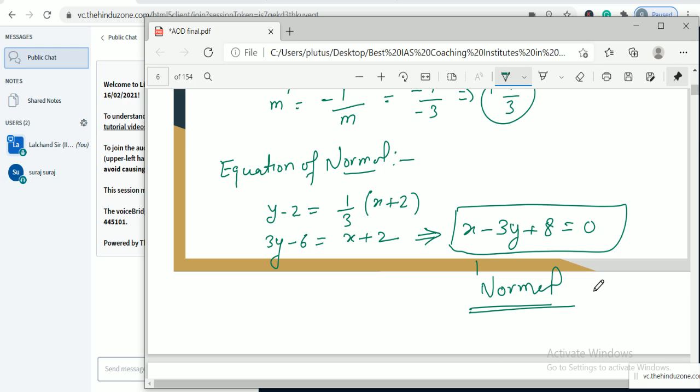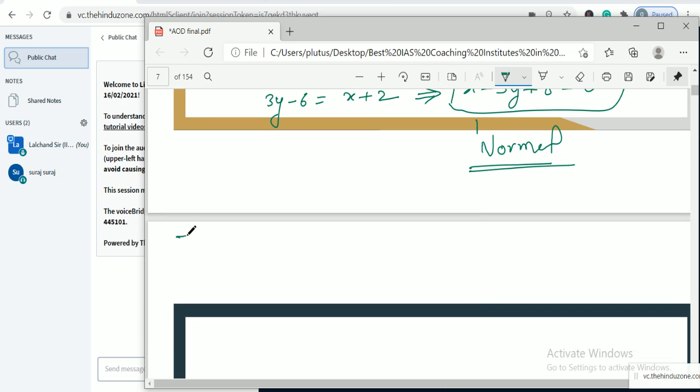I think this is clear to you, how to find out the equation of tangent as well as normal. Okay, can we solve some more questions on this? Let us try this question. If for a given curve x equals 2a t square upon 1 plus t square, and y equals 2a t cube divided by 1 plus t square.